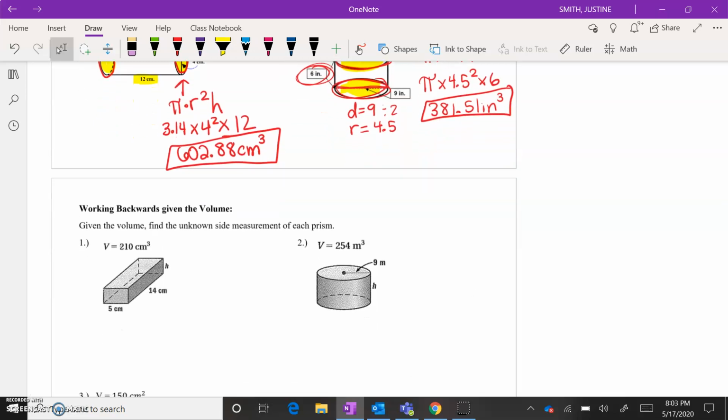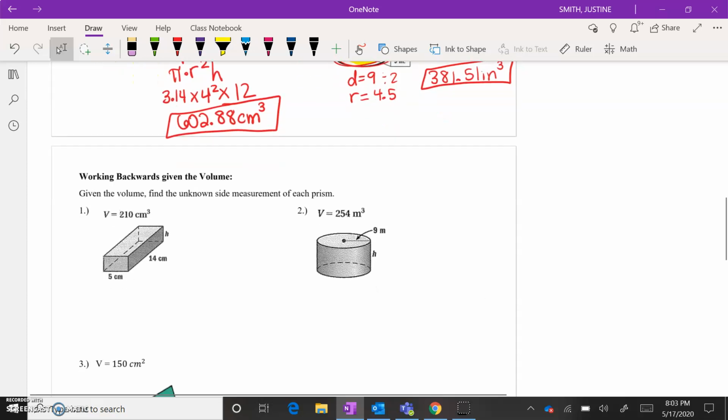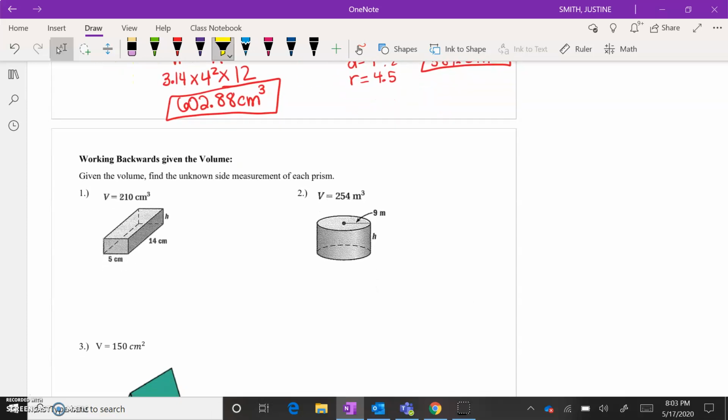The second thing that we're going to do that's a little bit different is they're going to ask you to work backwards. So here they're giving you the volume, and then they're asking you to find a missing measurement. So the most important thing is just writing out your formula here. So we know that for a rectangular prism, our formula is base times height times length. Okay, so what we're going to do is plug in what we know.